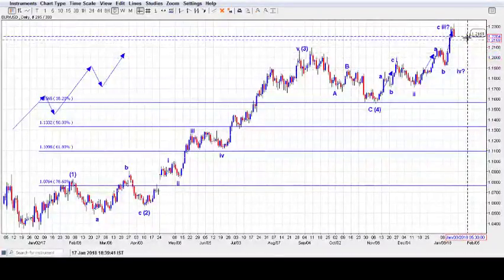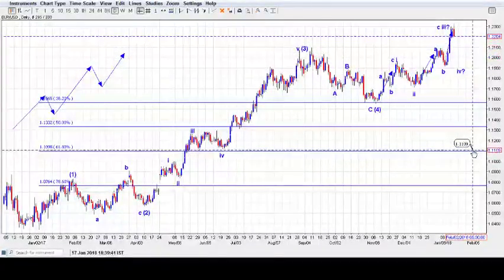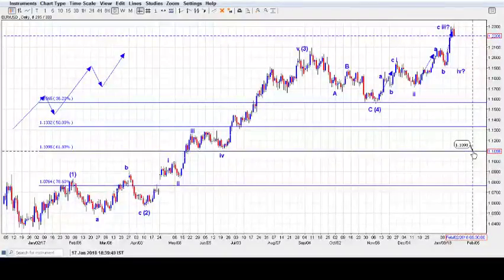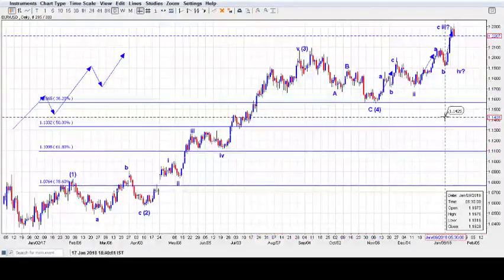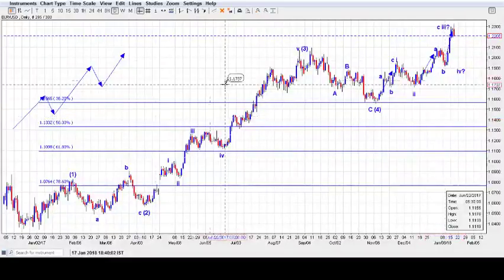Whatever the case is, for this year, or maybe the next few weeks or months, we should be somewhere, at least somewhere towards the 1.1 mark. But that's the daily chart for the euro.